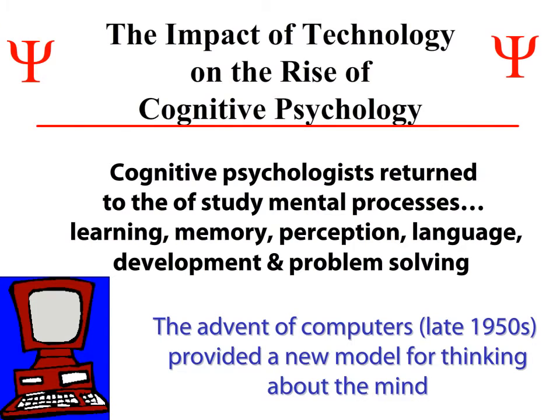Technology and the advent of new technology has a way of impacting society and also the way we think about things. And so was the case with the advent of the computer in the late 1950s. It provided a new model for thinking about the mind and how the mind operated. So let's explore that in a little more detail here.